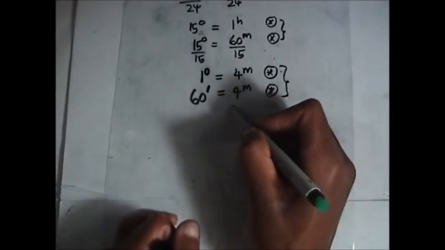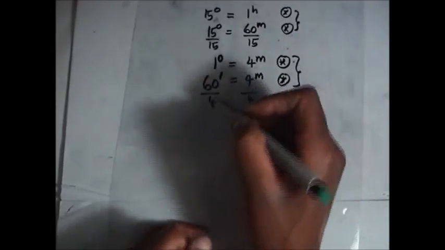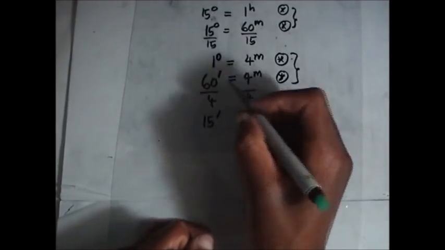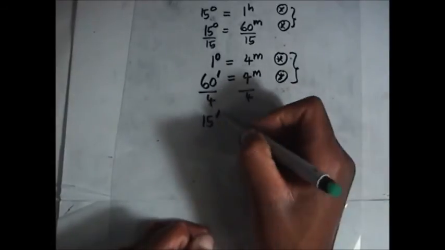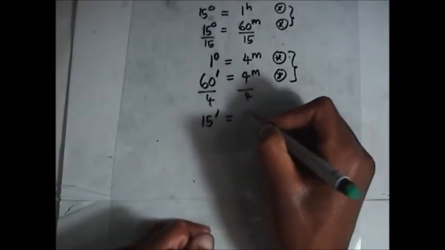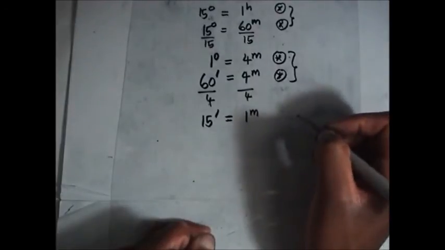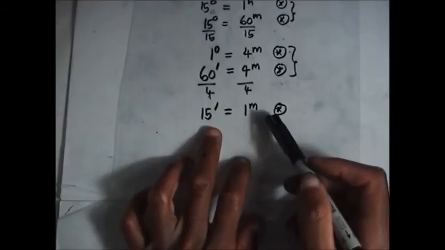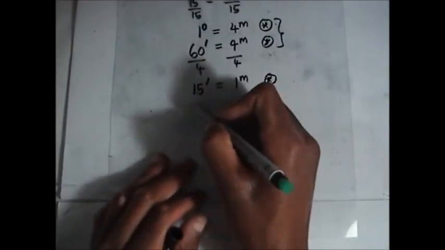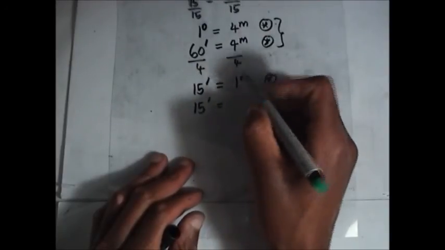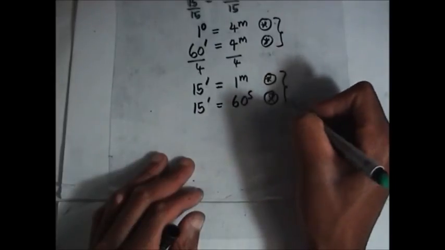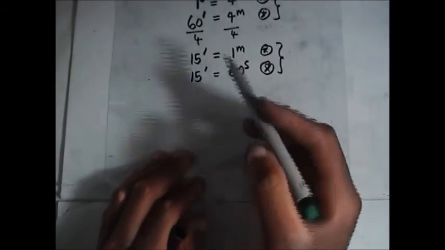With this new one, we can divide both sides by 4. It means 15 arc minutes. They're actually called arc minutes, not angle minutes. 15 arc minutes are equal to 1 time minute. So this is a new relationship. Let's do it again. 15 arc minutes are equal to 1 minute, and 1 minute is made up of 60 seconds. So this is another relationship. These two are related.